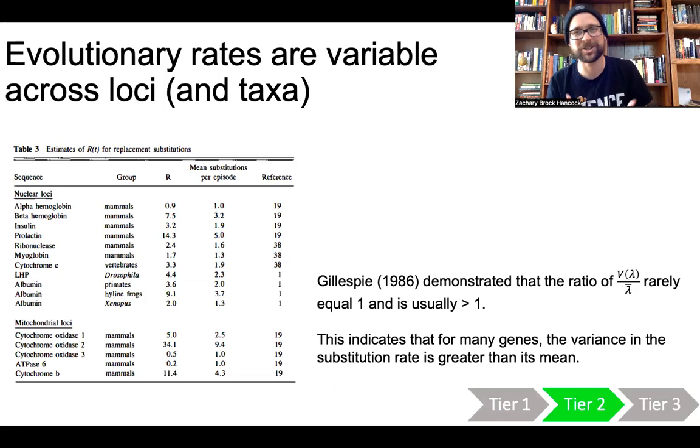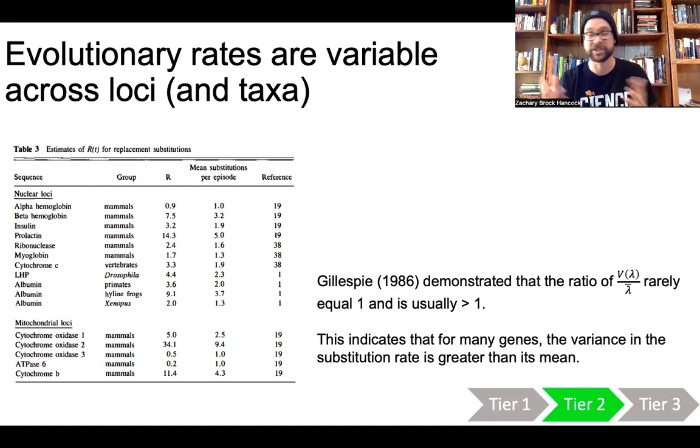However, evolutionary rates are variable across loci and taxa. This goes all the way back to John Gillespie, who was a pretty fervent critic of Motoo Kimura. They had lots of back and forths. What Gillespie actually showed is that the variance in the substitution rate doesn't equal the mean. What this means is that it's unlikely to be well captured by a strict Poisson process. Another way to think about this is that the variance is non-normal. It's super variable across different taxa and across different loci.